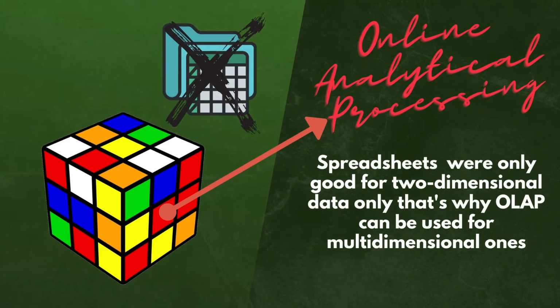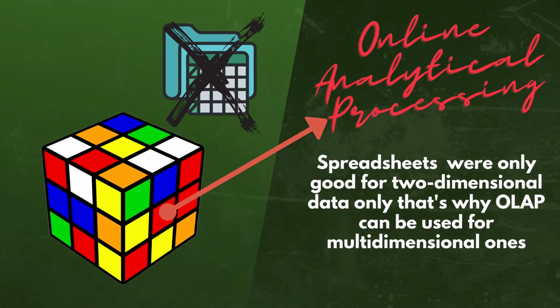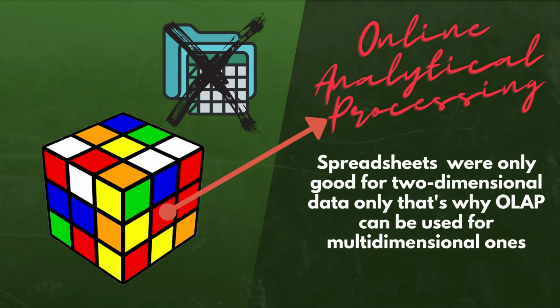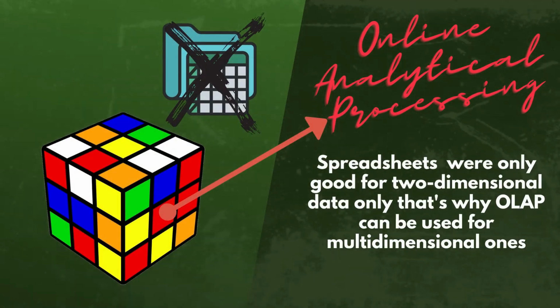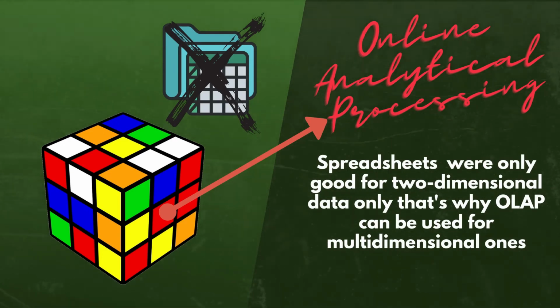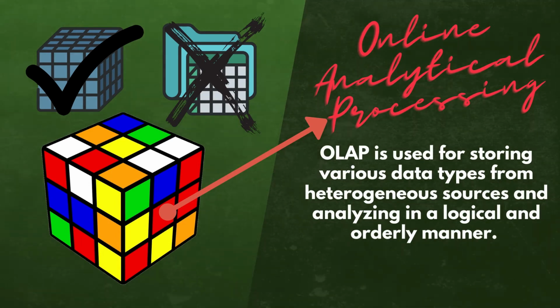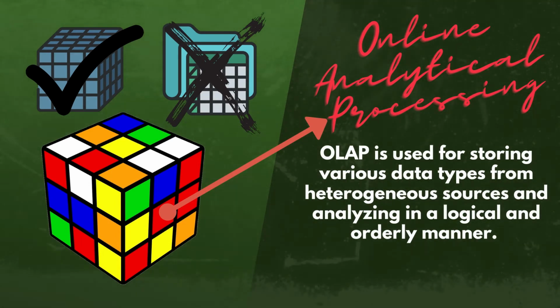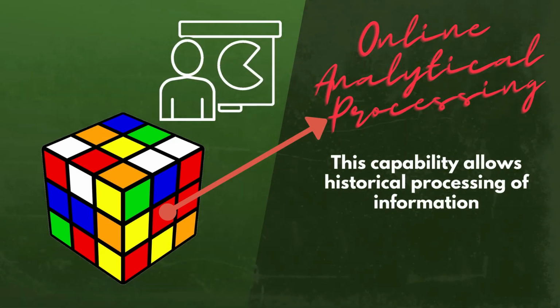Since OLAP contains multidimensional data, usually obtained from different and unrelated sources, it requires a special method of storing that data. Using a spreadsheet with rows and columns is good for two-dimensional data, but not for multidimensional ones. Instead, OLAP cubes should be used for that purpose. They are structured in a way that allows for storing various data types from heterogeneous sources and analyzing it in a logical and orderly manner. This capability allows OLAP to involve historical processing of information.